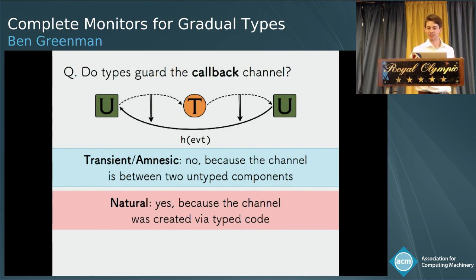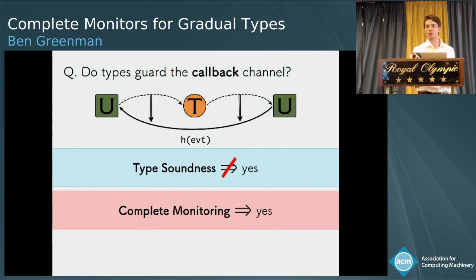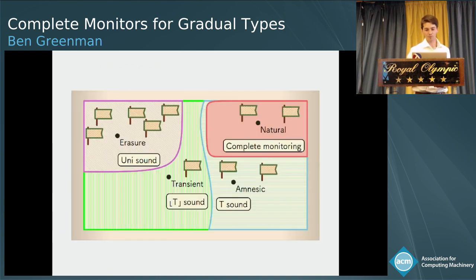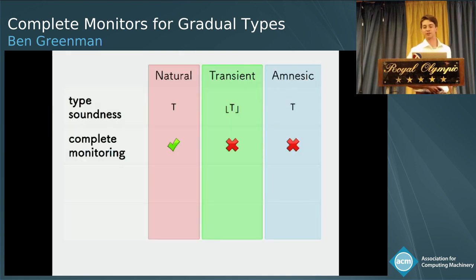Enough about implementations. In terms of properties, what this means is that type soundness does not guarantee that the callback channel is protected. Complete monitoring does. So now we have the picture that we want. We have a nice characterization of the space. And we can summarize what we have so far in a table. So natural is the only one of the three that satisfies complete monitoring. And this distinguishes the different behaviors in a way that type soundness does not.